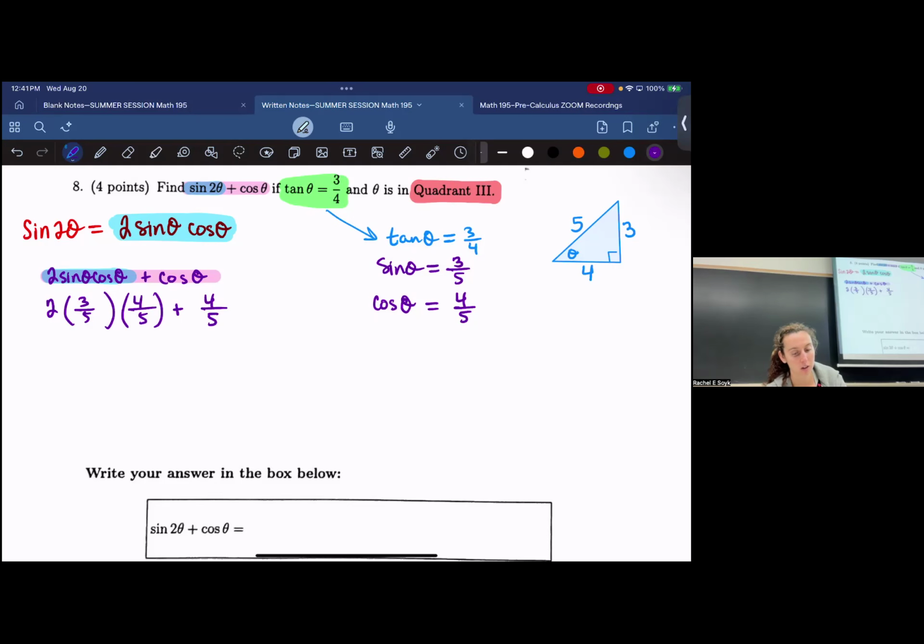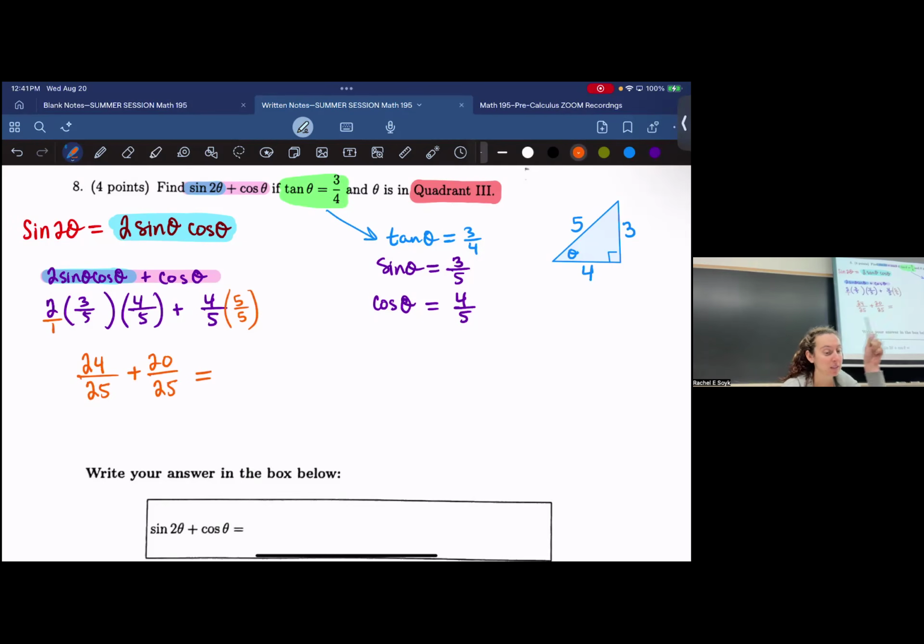Now let's simplify. 2 as a fraction is just 2/1. 2 times 3 is 6, times 4 is 24. 5 times 5 is 25. So 24/25 plus 4/5. How do we get that common denominator? Multiply it by 5/5. So we're looking at 20/25.